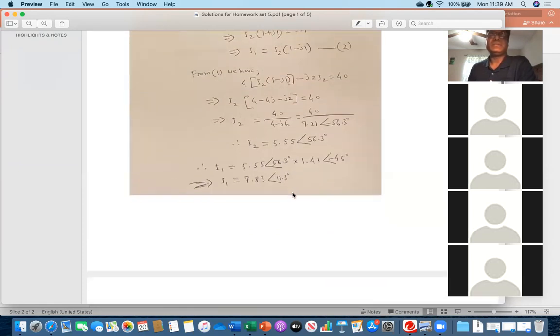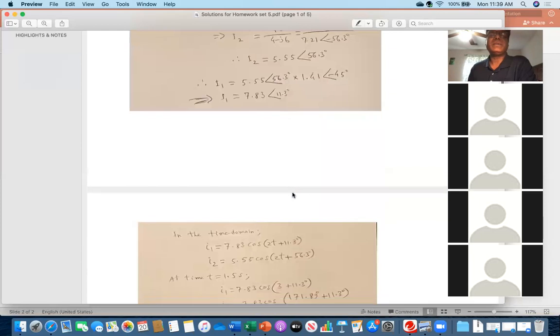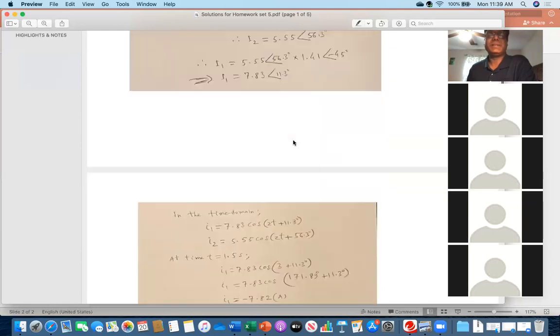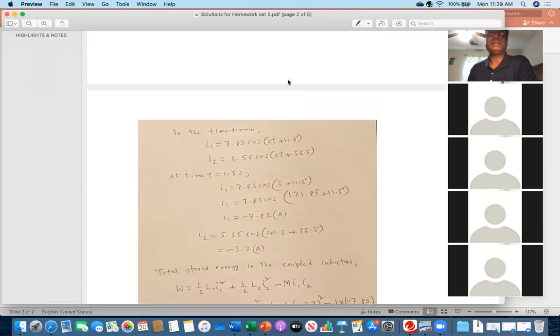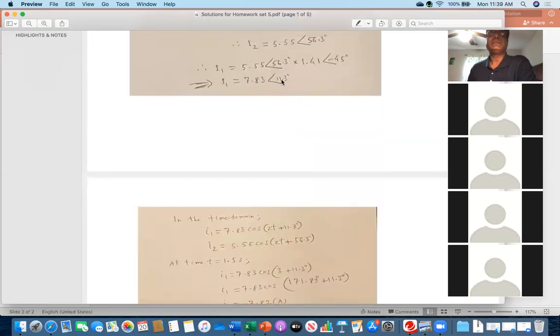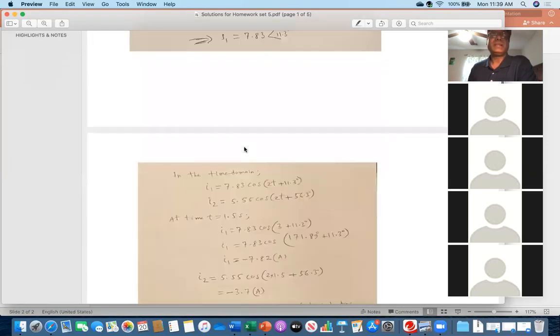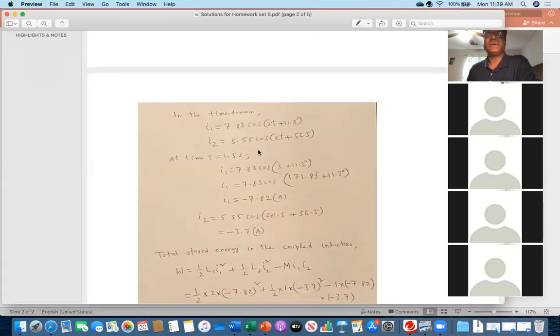And then, once you get the I1 and I2 values in the phasor domain, everybody see here, in the time domain, I1 is 7.83 cosine of 2t, 2t was the original expression, omega t, plus the respective angle. You see here it was 11.3. And for I2, 5.55 cosine of 2t plus 56.3 degree.